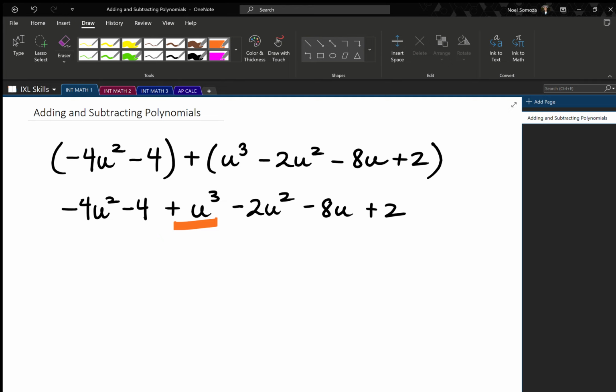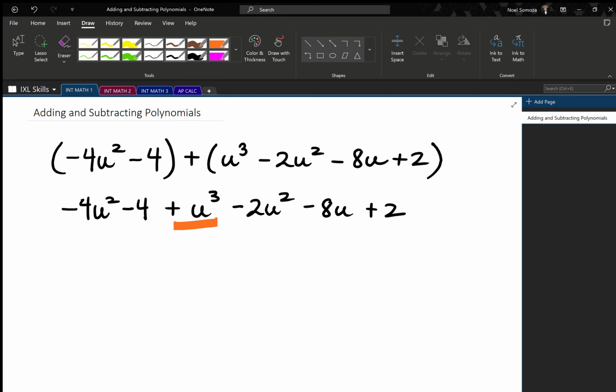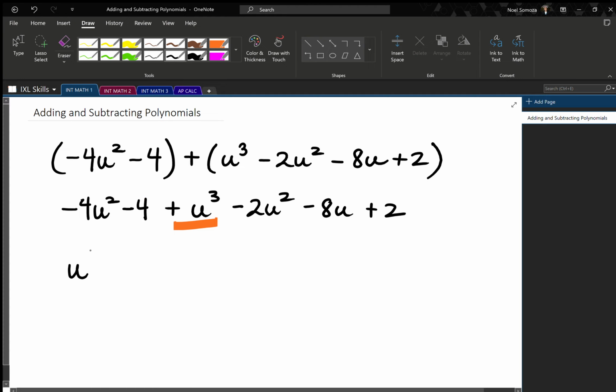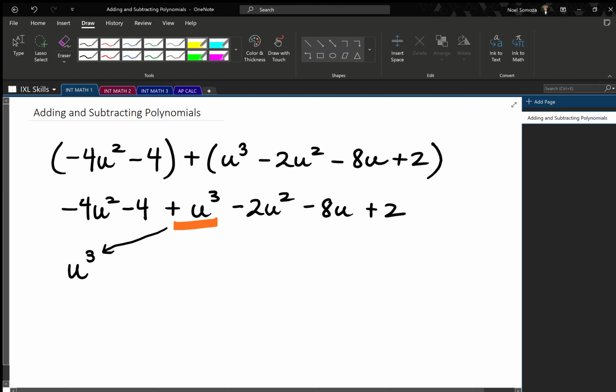So since I look for u to the third, I notice I don't have any other u to the third terms, so then I get to bring down u to the third by itself. Okay, so we're just going to bring it down. Okay, now we can look for terms with a slightly smaller power. So we'll look for terms that have a power of 2.